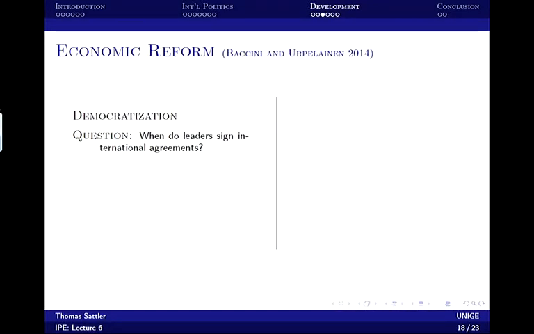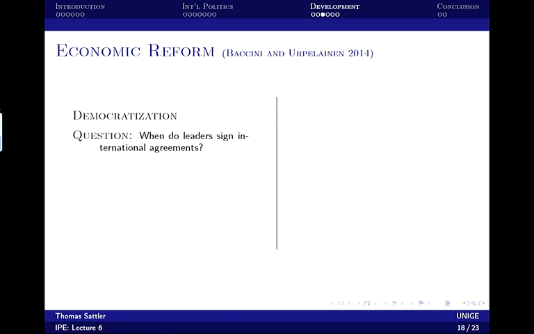So now we know why governments would want to sign them. Now the question is, when do they sign them and what is the effect? And what's the politics behind this? One reason is that it actually gives more credibility to economic reforms, and it actually induces economic reforms in the host countries. This is a paper by Baccini and Urpelainen, and that's the required reading for today. So we're going to discuss this in the tutorial.